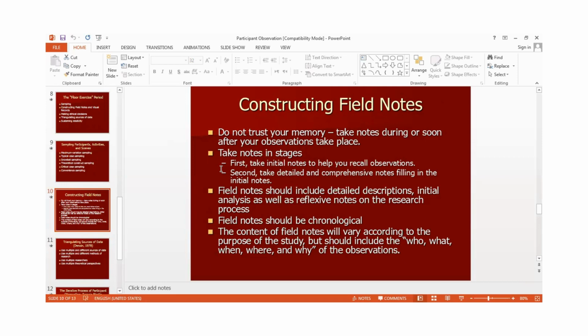Field notes should include detailed descriptions, initial analysis, as well as reflexive notes on the research process. Field notes should be chronological. The content of field notes will vary according to the purpose of the study, but should include the who, what, when, where, and why of the observations.